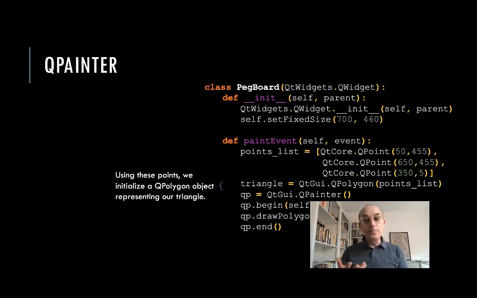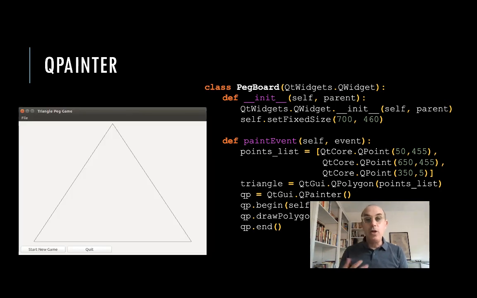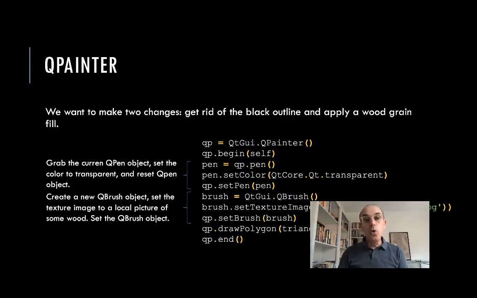the Polygon object representing our triangle. And finally, we are creating the Cube Painter, making our board instance a Cube Paint device, and drawing the triangulation. So in this case, this is what it will do, and it will also help us to make two changes: get rid of the black outline and apply the wood grain fill into the space.